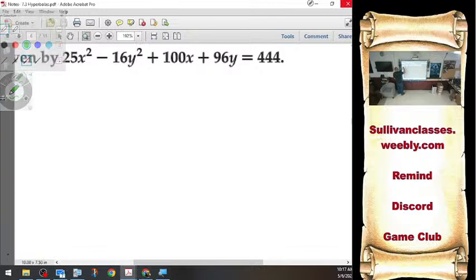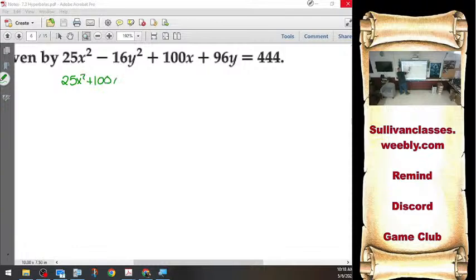I'm going to group X and Y stuff together, but this time I probably want to pay attention. Who should go first? Which is it? Why? Why the question, not the variable. Why should X go first? There you go. 25x squared plus 100x plus -16y squared plus 96y is, and my constant is already on the other side.